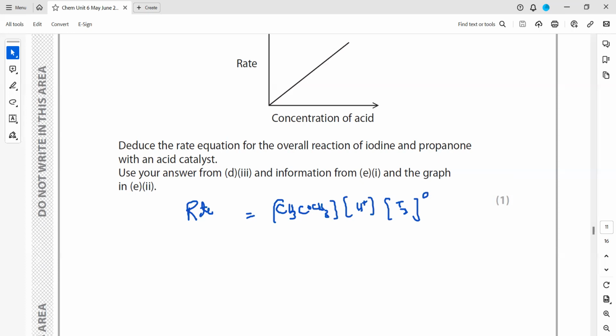And I should mention k as well, because it's an equation. If it was an expression, then I would use the proportionality sign. But it's an equation, so it must have an equals sign and a constant value.